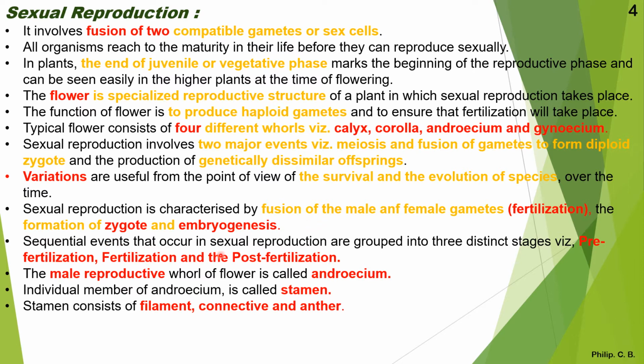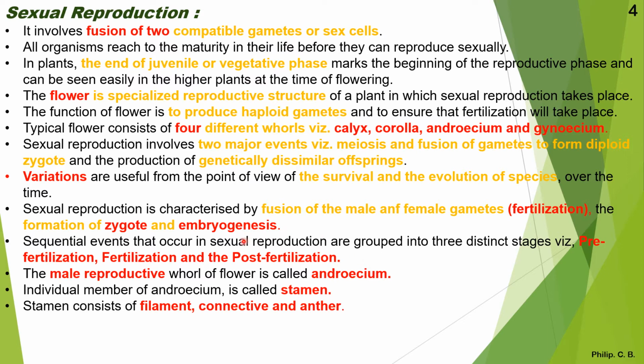The sequential events that occur in sexual reproduction are grouped into three distinct stages, that is pre-fertilization, fertilization, and post-fertilization. That is, what happens before the fertilization, what happens during the fertilization, and later on in the post-fertilization. As we know, in pre-fertilization, the formation of the different whorls takes place, the vegetative part. During fertilization the formation of zygote and embryo takes place, and in post-fertilization we learn about the formation of seed, fruit, etc.